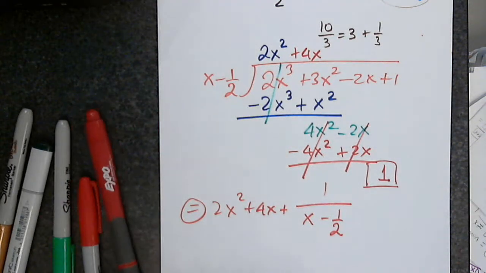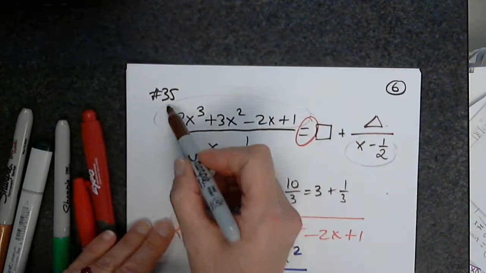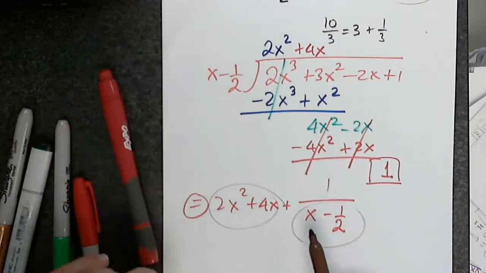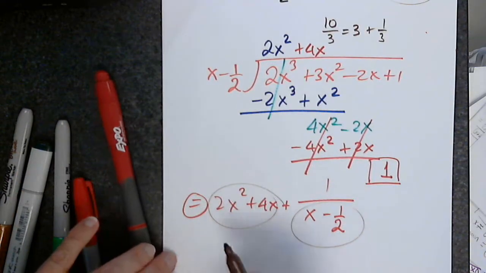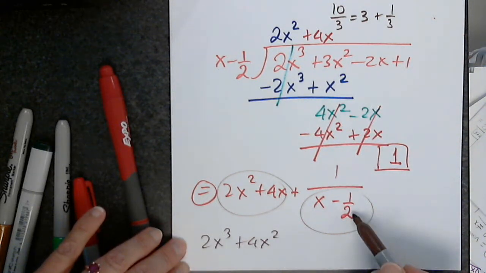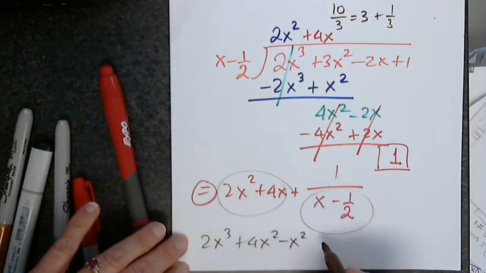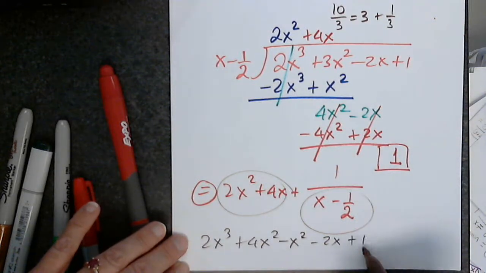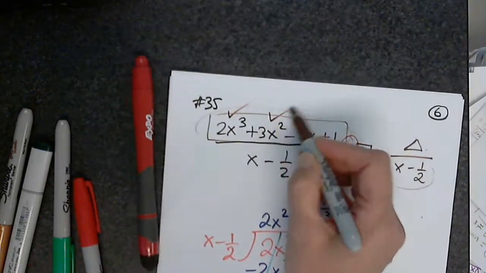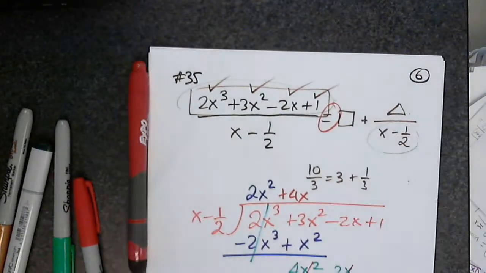Okay, so now what do I want to check? Multiply x minus 1/2 times 2x squared plus 4x, distribute, and then add 1. And if we do not get this, then our answer is wrong. Okay, so let's do it. X times 2x squared is 2x cubed. X times 4x is positive 4x squared. Negative 1/2 times 2x squared is negative x squared. Negative 1/2 times 4x is negative 2x, and then plus 1. 2x cubed? Yes. 3x squared? Yes. Negative 2x? Yes. Positive 1? Yes.